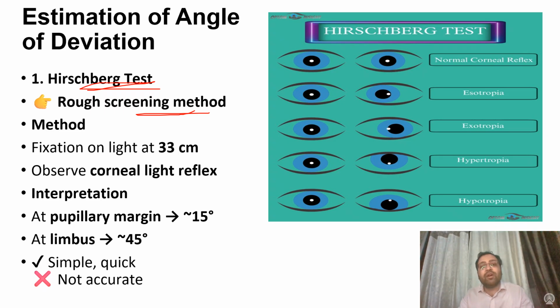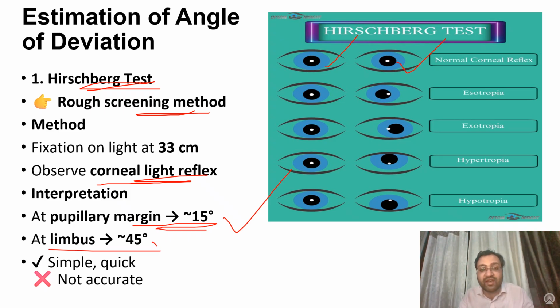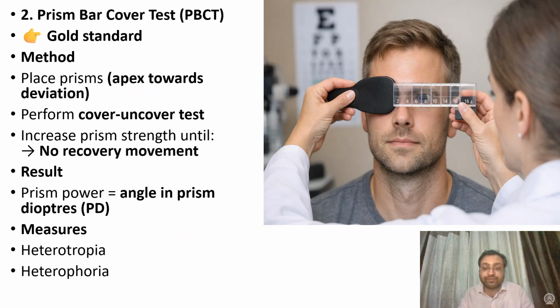In this, we observe the corneal light reflex. All right, so if it is a normal reflex, then it is at the center of the pupil. Okay, so in this case, if at the pupillary margin, then we can say the deviation is around 15 degrees. If it is at the limbus of one eye, then we can say it is around 45 degrees. It is simple and quick method for estimation only, not accurate method at all. It just gives us an idea how much it could be.